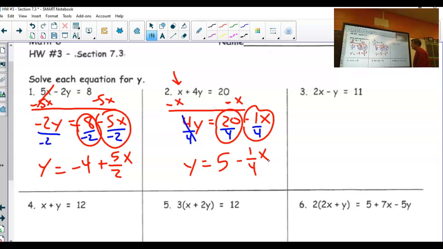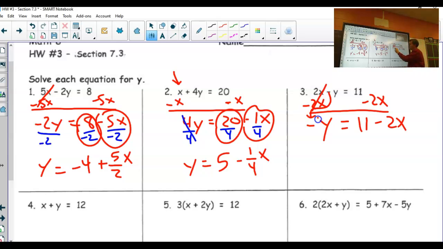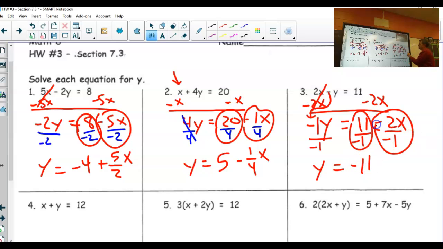Problem 3. I need to get rid of the 2x, so I'm going to subtract 2x from both sides. That leaves me with -y. A lot of people often forget the negative sign. Equals 11 minus 2x. And again, what you might want to remember is that negative sign is like having a -1 there. So you're going to want to divide everything by -1 to get rid of it. And that leaves me with 11 divided by -1 is -11. -2 divided by -1 is +2x.